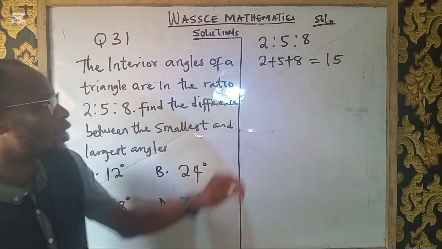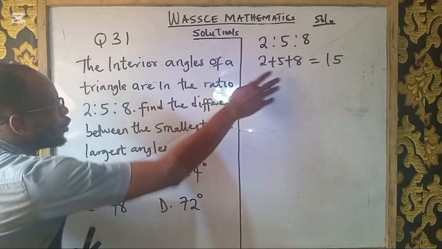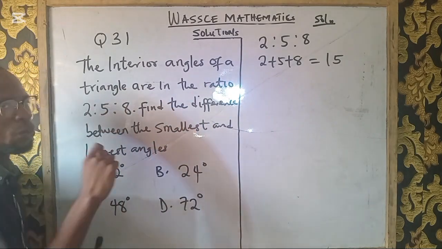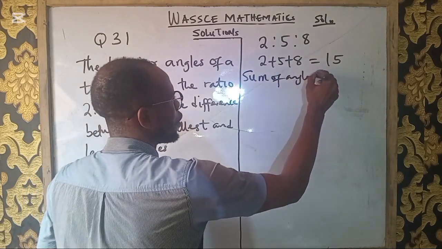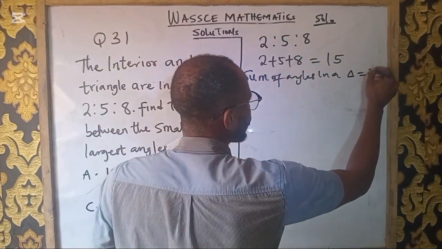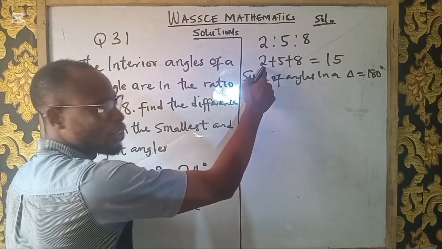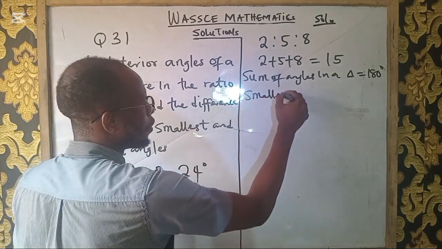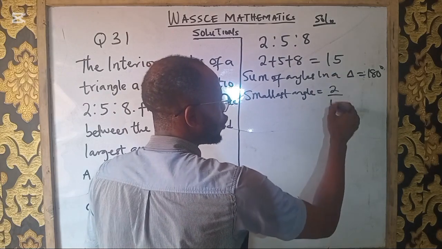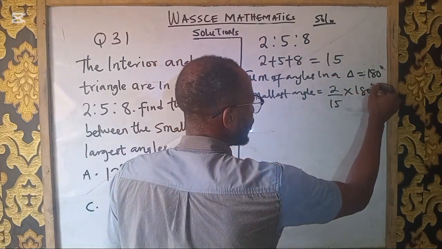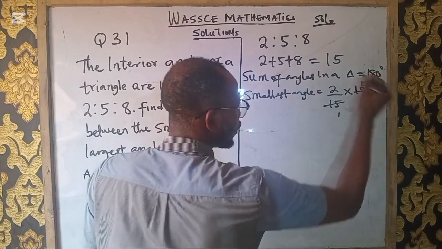So, like I told you, the smaller ratio represents the smallest angle. And we are told that these ratios are the interior angles of a triangle, which means that the sum of angles in a triangle is equal to 180 degrees. So to get the smallest angle, you take the smaller ratio. So smallest angle will be 2 over total number of ratio, 15, times 180 degrees. I can divide: 15 can go directly into 180, that's 12 times. So 15 here 1, 15 here 12.